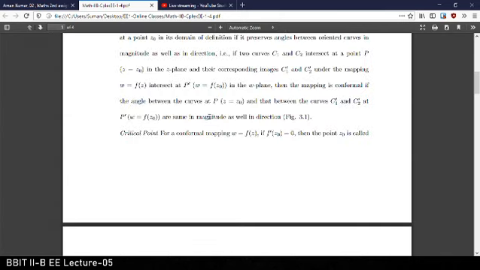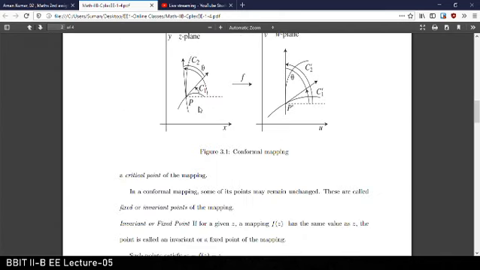And conformal mapping means, before mapping, these are the curves C1 and C2, and this is the angle. The angle is shown here. This is the gradient of this curve, say theta 1, and this is the gradient of the second curve, say theta 2. The difference is this one. This is the angle between the two curves here in the Z plane.